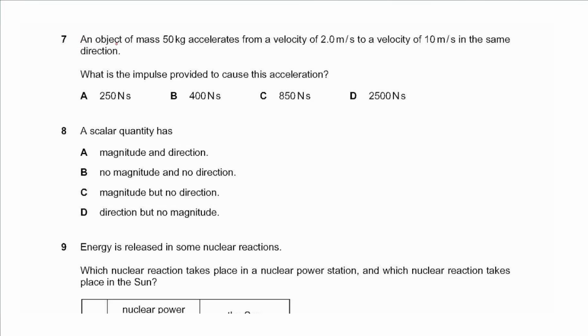Question 7 says an object of mass 50 kilograms accelerates from a velocity of 2 meters per second to a velocity of 10 meters per second in the same direction. What is the impulse provided to cause this acceleration? We can use the equation impulse is equal to the change in momentum, which is equal to the mass multiplied by the change in velocity. And we substitute the numbers, mass 50, final velocity 10, initial velocity 2. That gives an answer of 400 newton seconds, so we choose B.